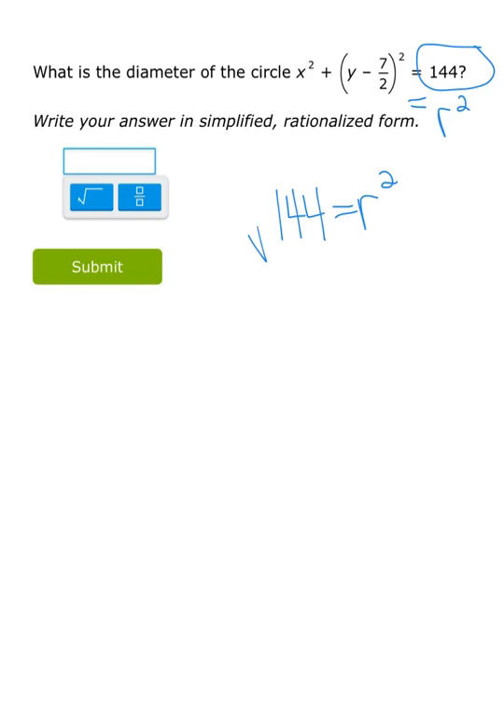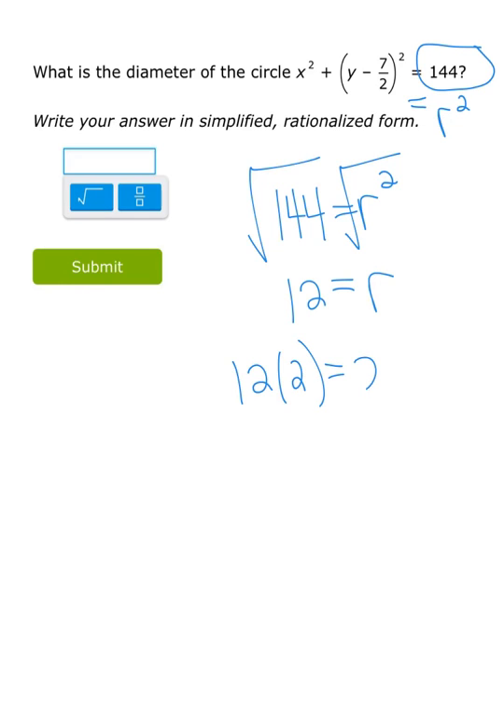So I would then take the square root of each side. The square root of 144 is 12. So that's my radius, but it doesn't want radius, it wants diameter. So I know I could just double my radius to get diameter. So 12 times 2 would give me 24. So my total diameter would be 24 units.